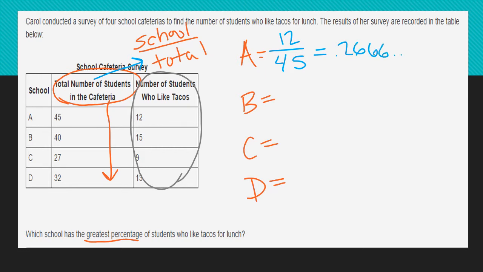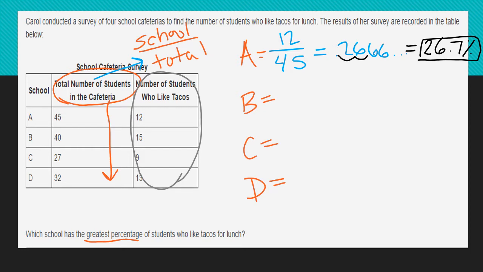We should get 0.2666, and the 6 goes on forever. Now, that's still not a percentage, that's a decimal. So we take our decimal and move it over 2 places to the right. That tells us our percentage is 26.6666, so I'm going to just round it to 26.7%. So about 26.7% of the people in school A like tacos.